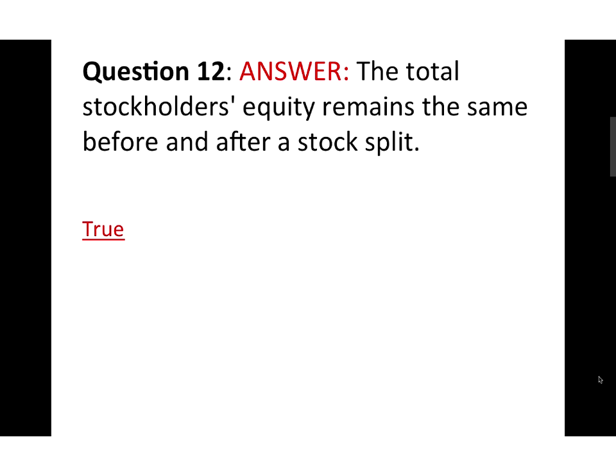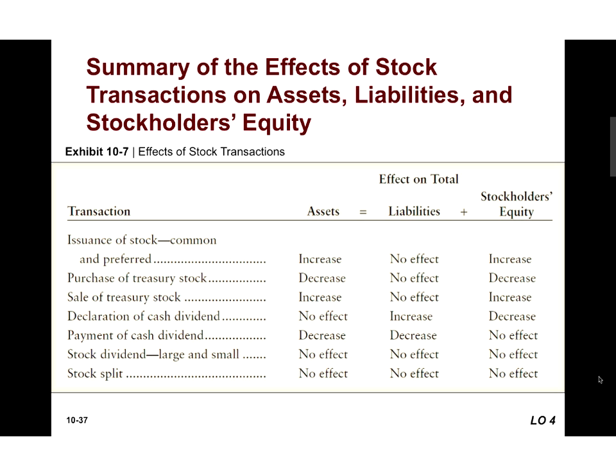Okay. So now we're leaving stock splits and moving on. I think I have a homework problem coming up here. Before we get to the homework problem, I just wanted to point out something in your text that I think is good. Exhibit 10-7 is a nice summary of the impact on the different stockholders' equity on the accounting equation from different transactions. So that is a really nice one.